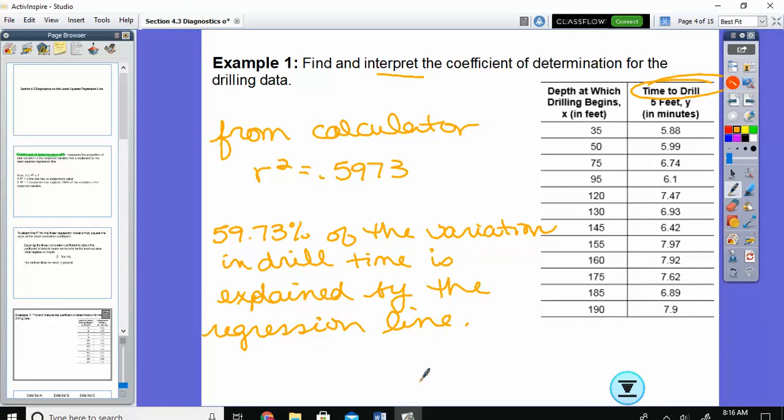A great line would be 100% of the variation. A bad line is 0%. The line doesn't explain any of it. So 59.73, it's not amazing. More than half, so I guess that's good. But it's just telling us a percent of the variation. These y values vary. Almost 60% of that is explained by the regression line. So anytime I'm asking you to interpret, you're just writing that sentence.